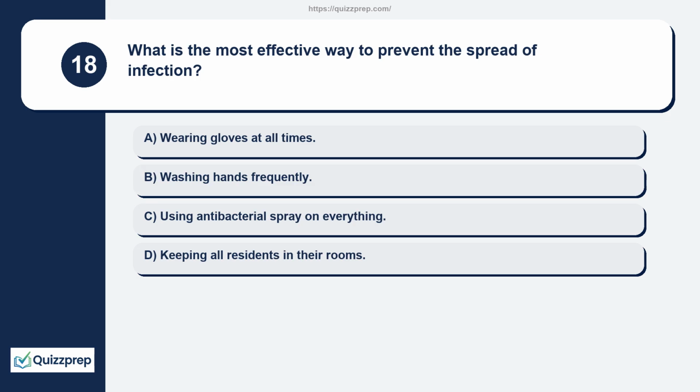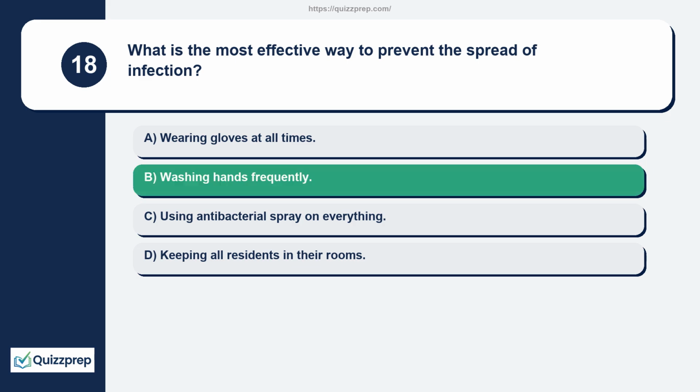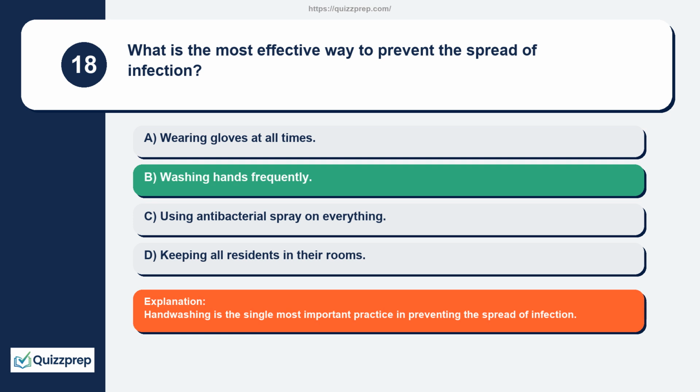Question 18. What is the most effective way to prevent the spread of infection? Wearing gloves at all times, washing hands frequently, using antibacterial spray on everything, keeping all residents in their rooms. Hand washing is the single most important practice in preventing the spread of infection.